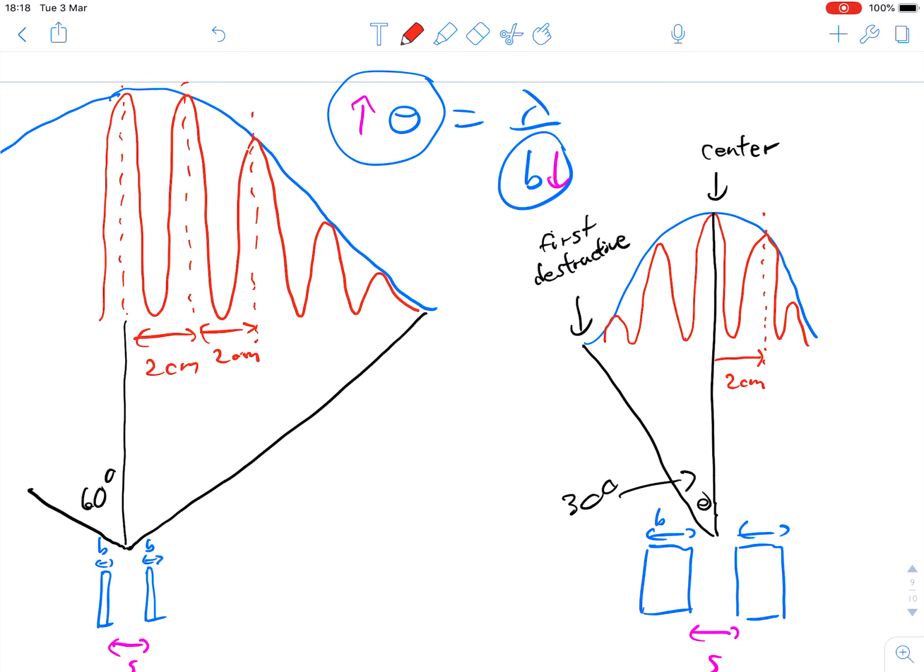Now of course, we have about 2.5 constructive interferences in here until it reaches that point of destructive interference marked by the single slit interference, okay?